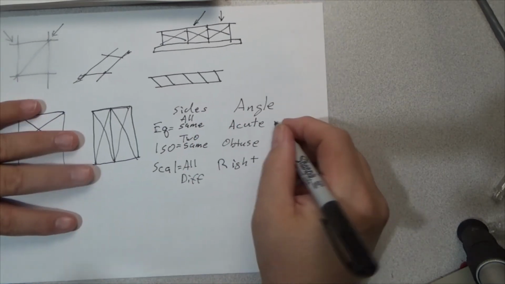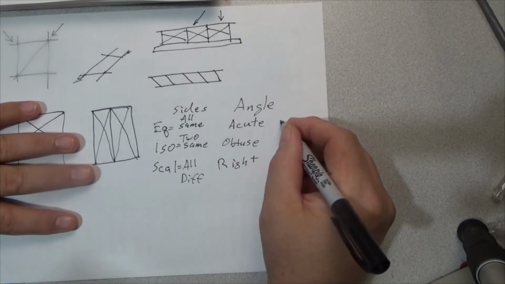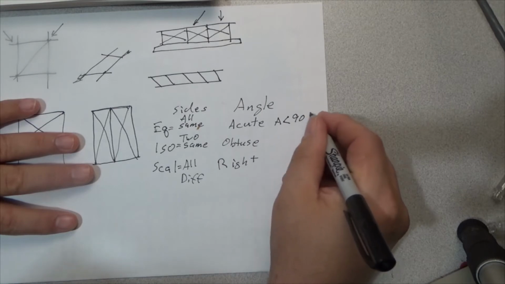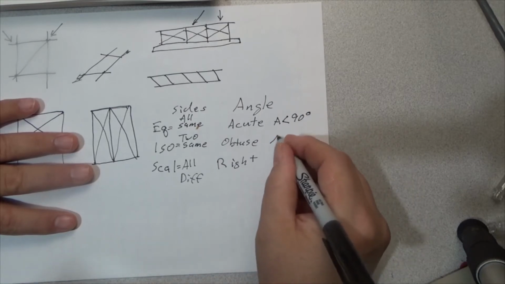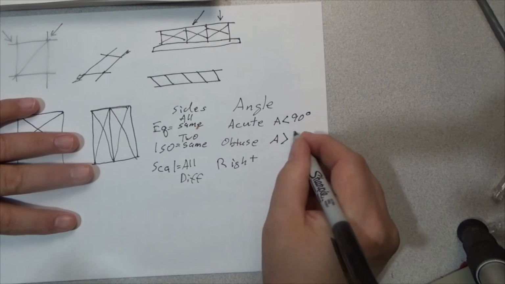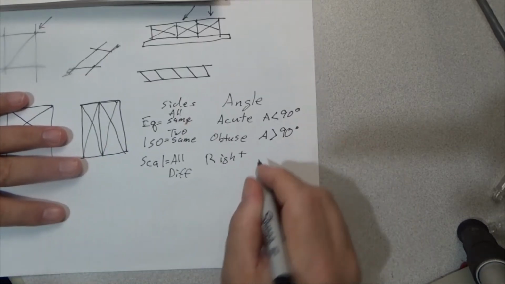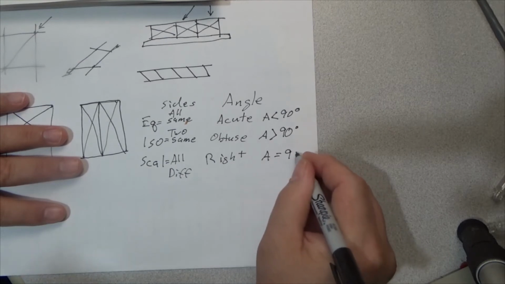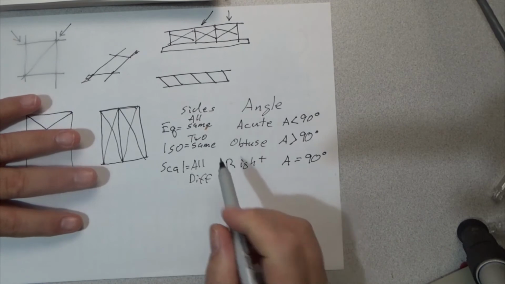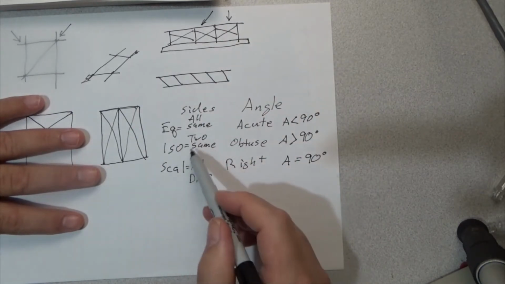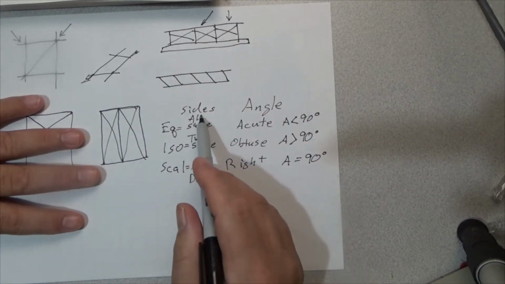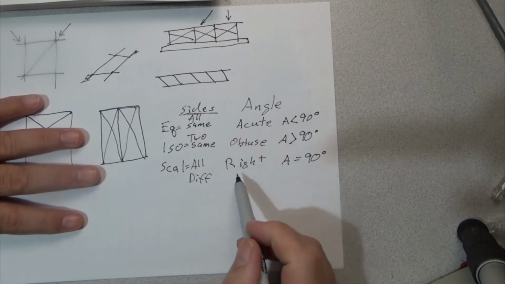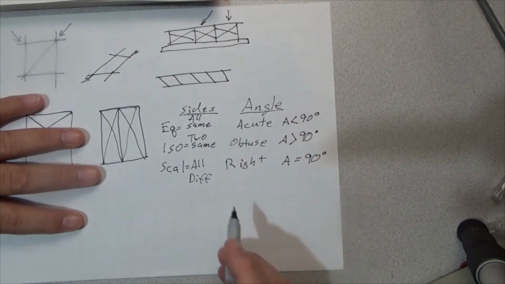An acute triangle is when we have the angle is less than 90 degrees. An obtuse triangle is when we have the angle is greater than 90 degrees. And then a right triangle is when we have the angle is equal to 90 degrees. So we have equilateral, isosceles, and scalene. Those are all named because of the sides. And we have acute, obtuse, and right. And those are all named based on the angle.